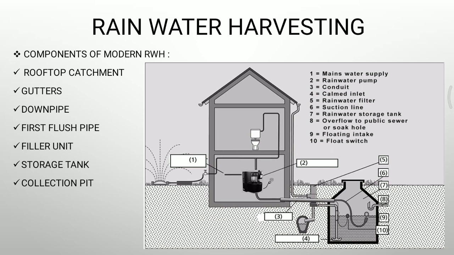So, components of modern rainwater harvesting. First one is the rooftop catchment, that is the point where the water is collected. Gutters, through which the water flows to the storage area. Downpipe, this is the downpipe. First flush pipe, next the filter unit, next the storage tank and the collection pit.